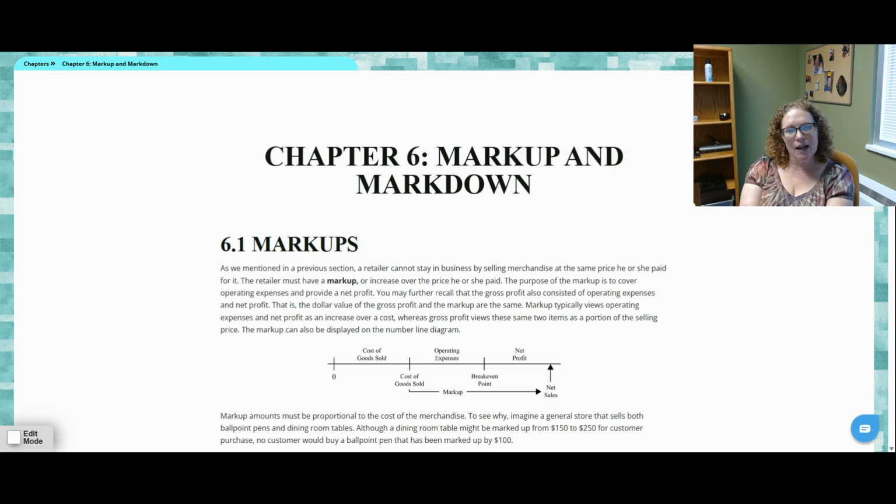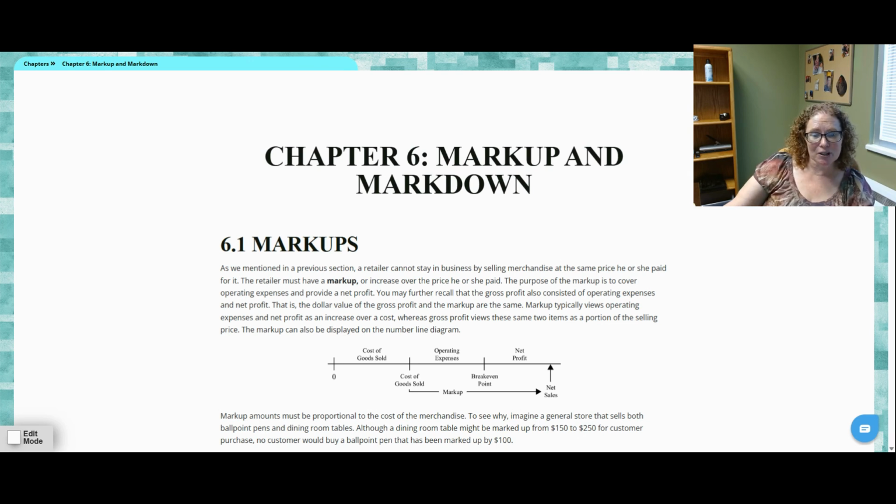So we look at the markup, or the increase over the price that the company paid for that actual product, because we want to have a profit. So when we talk about markup, we look at operating expenses and any other type of overhead that might occur that will eat into the company's profit. So we're going to talk about a few of those.